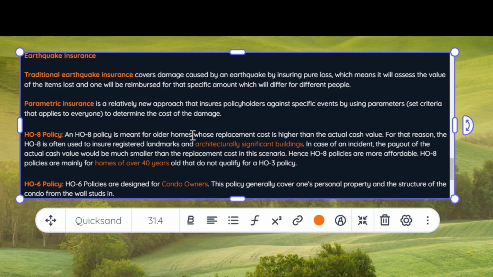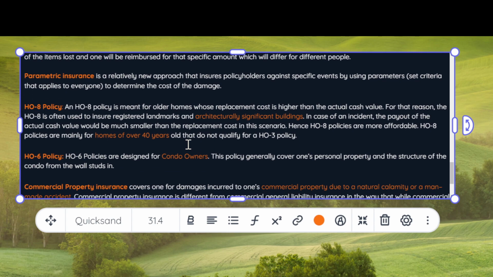Typically buildings like museums, which are architecturally significant buildings and stuff like that, owners of these kind of buildings go for an HO8 policy. But you have to keep in mind that the payout in terms of the actual cash value for these kinds of policies is really less, because the buildings are really old and there's a high chance of anything happening in those buildings. So the coverage is not that high when you have an HO8 policy.